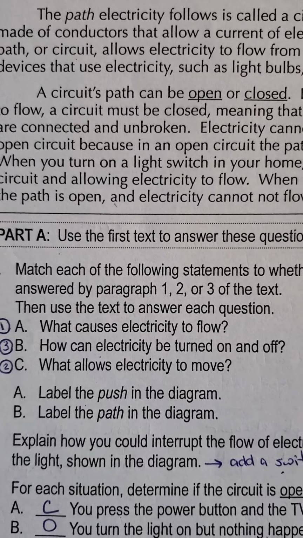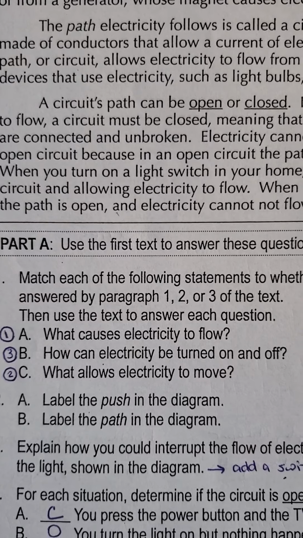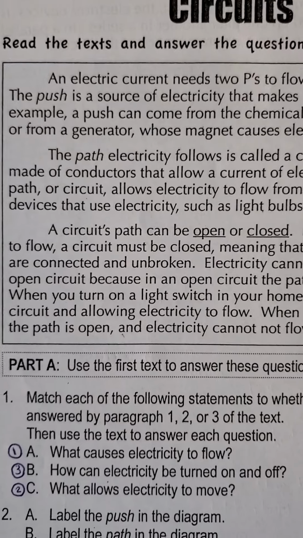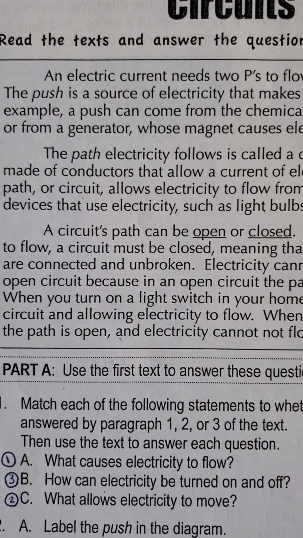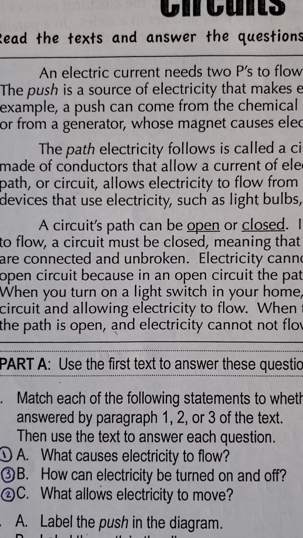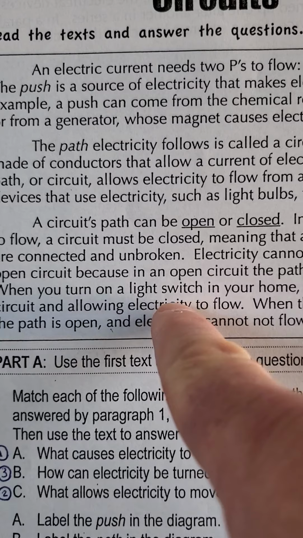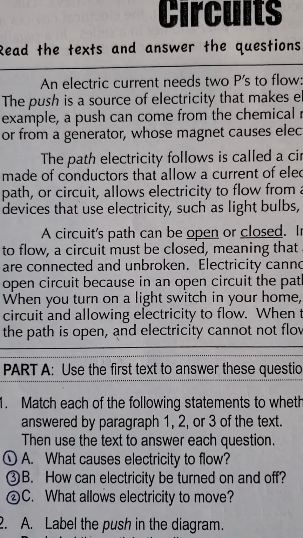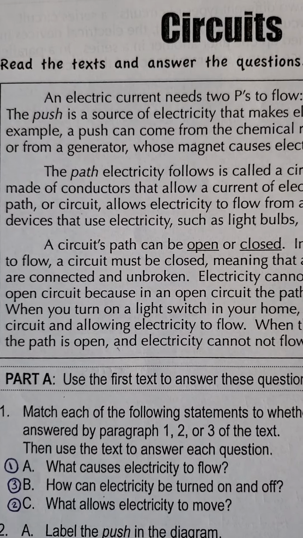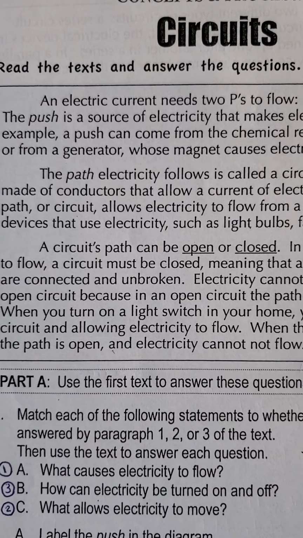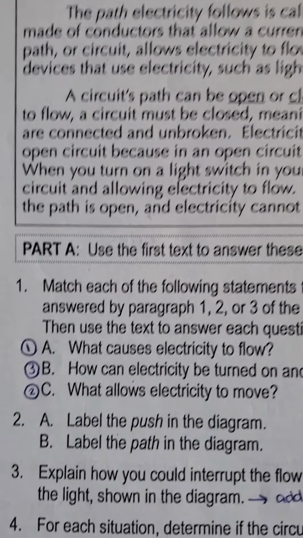So 1B. How can electricity be turned on and off? Well, look at paragraph 3 here. A circuit's path can be opened or closed, like when you turn on a light switch. That's how you open and close a circuit. You turn it on, you turn it off. That's a switch. So paragraph 3.